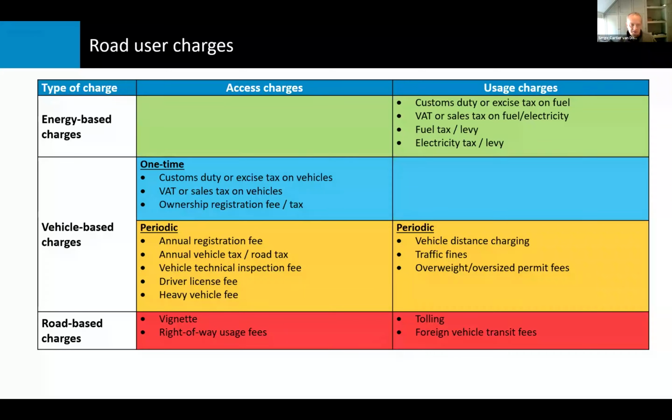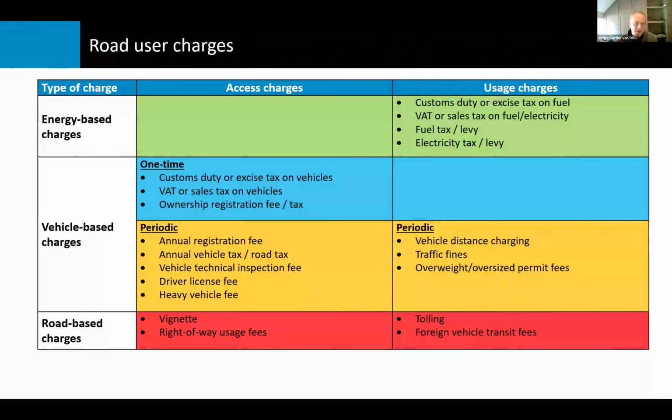So road-based charges is that you have to pay to access a certain road or a certain network. And then we have payments or revenues that you have to pay to gain access, and you pay once only, and then you have access as much as you want, or you have usage charges where you pay according to the use you make. So a fuel tax is a usage charge. The more fuel you use, the more you drive, the more tax you pay.